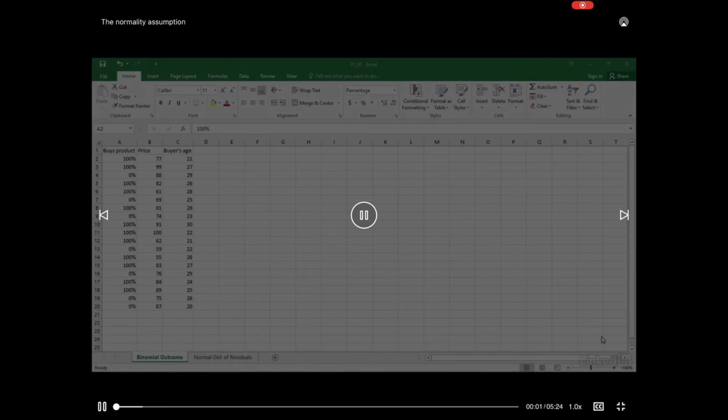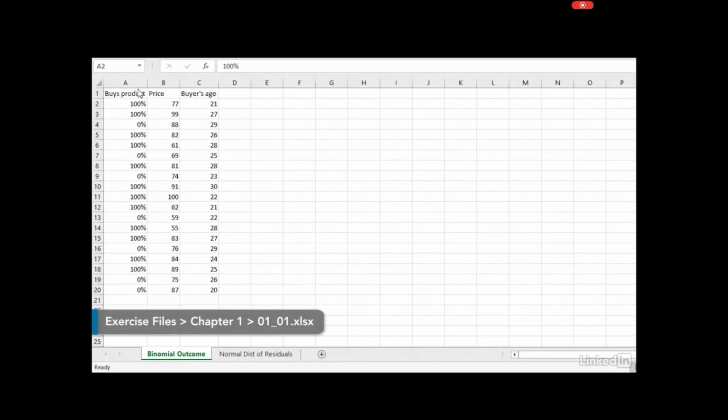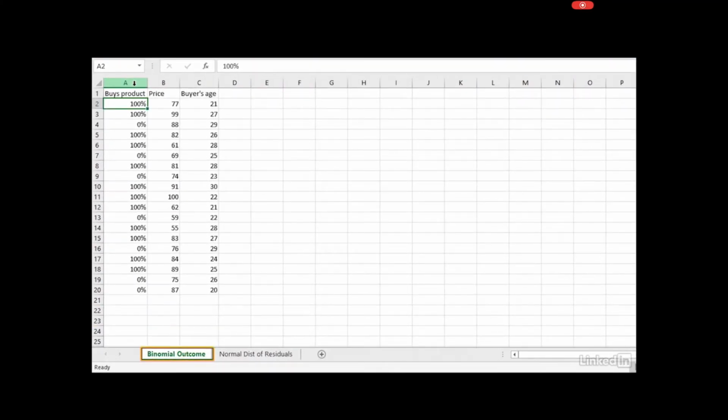Suppose that you're confronted with this sort of situation. We have in column A a variable labeled Buys Product, and that simply means, does a person buy this product or does a person not buy the product? And we're in a situation here where we would like to predict that sort of behavior on the basis of two other variables, the price of the product and the buyer's age.